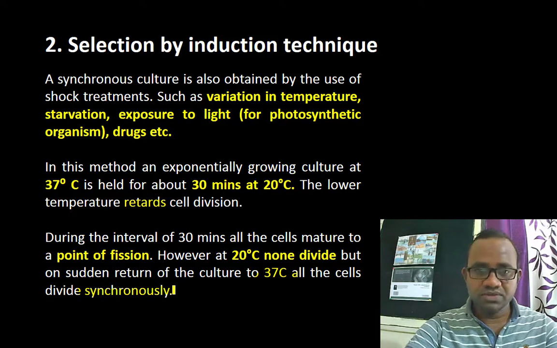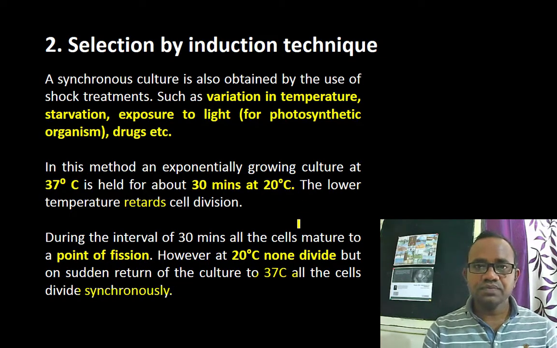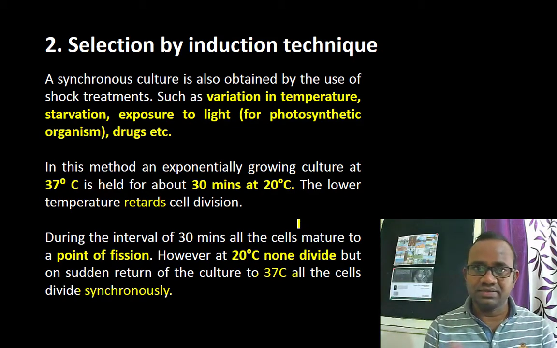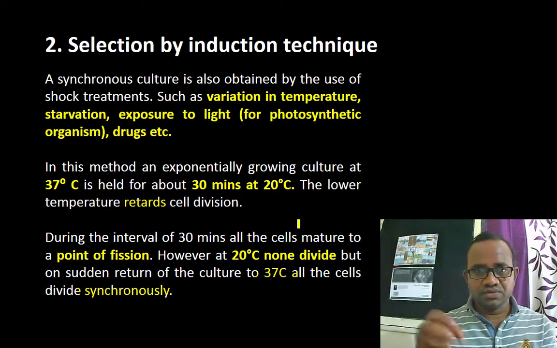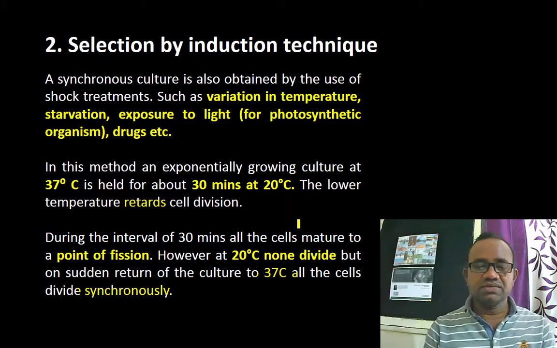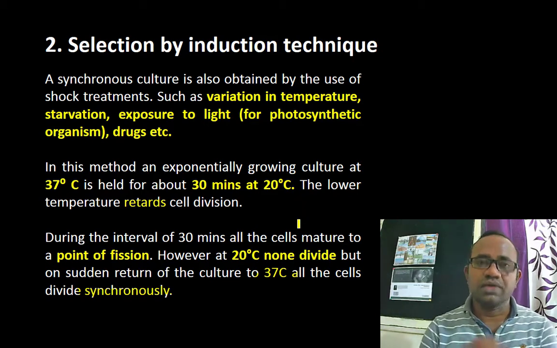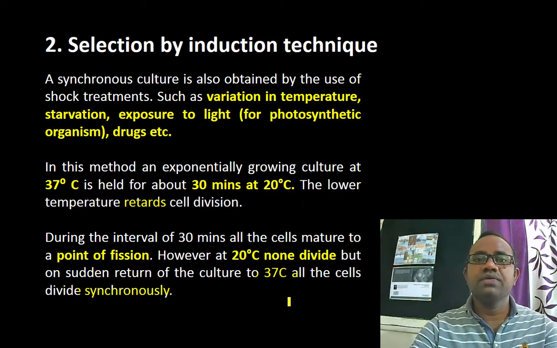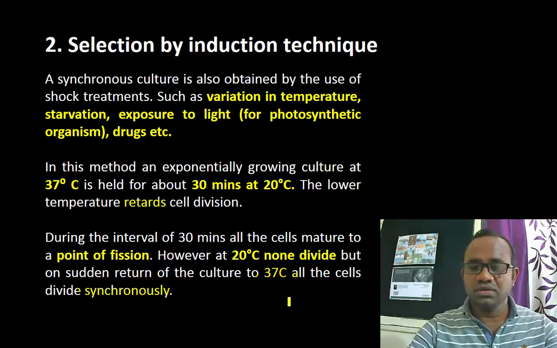Okay, so what we have done is we have gathered the bacteria at one particular binary fission point at 20 degrees centigrade. From 20 we will convert the temperature to 37. So when 37 is achieved, all the bacteria which were paused at 20 degrees centigrade now grow rapidly. That means they grow at the same time. So this was the idea of inducing the same stage of growth in the bacteria. Hope this is understood to you.